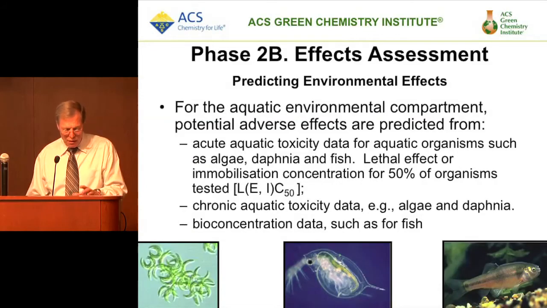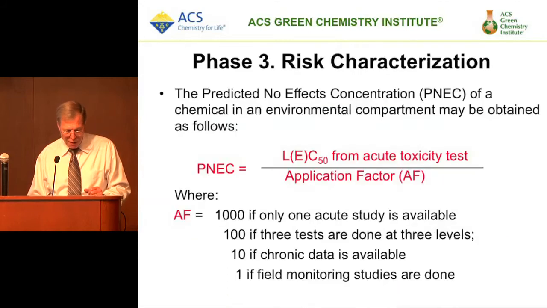Then the effects assessment is done. I've already described these types of tests. And then the risk characterization. Basically, you start with this value called a PNEC, predicted no effect concentration, and you calculate that with your effect data, and you apply an application factor. Basically, the less confidence you have about your toxicity value, the larger the factor. If you only have one acute toxicity study, for example, you use a larger factor. If you've actually got field monitoring studies where you've looked at dosing and organisms in the environment, you have a lot more confidence about how toxic this material might be, and consequently use a smaller factor.